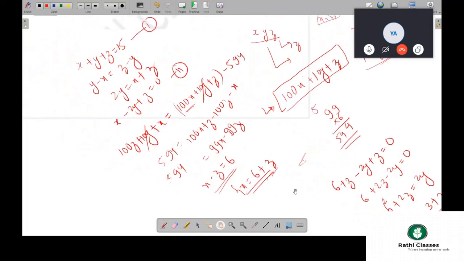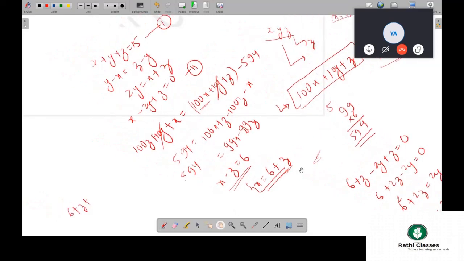Both these values I'll be substituting in this case. So what will I be left with? x is 6 plus z, y is 3 plus z, and z is z, and the sum is equal to 15. That means I have substituted the value of x and y in equation 1. So z plus z plus z is 3z. 15 minus 6 minus 3, what is 15 minus 9? It is 6. 3z is equal to 6. Therefore, z is equal to 2.